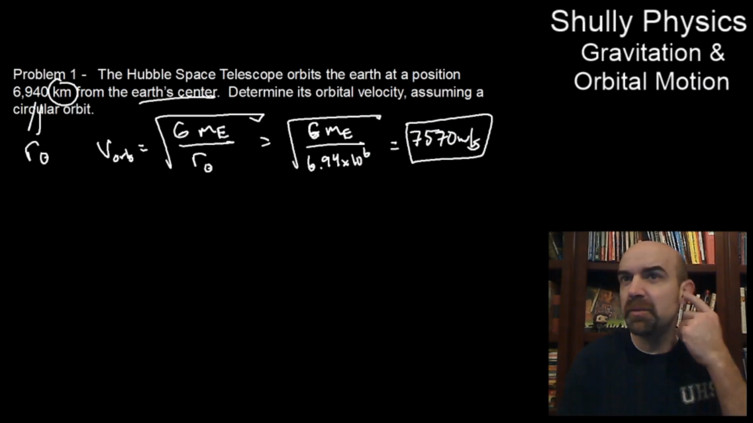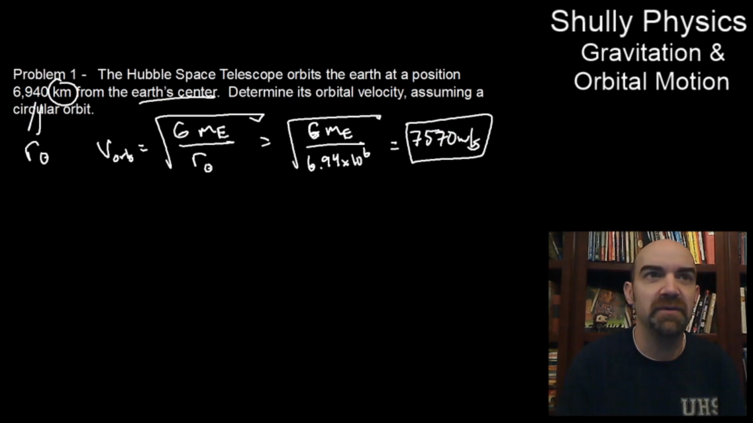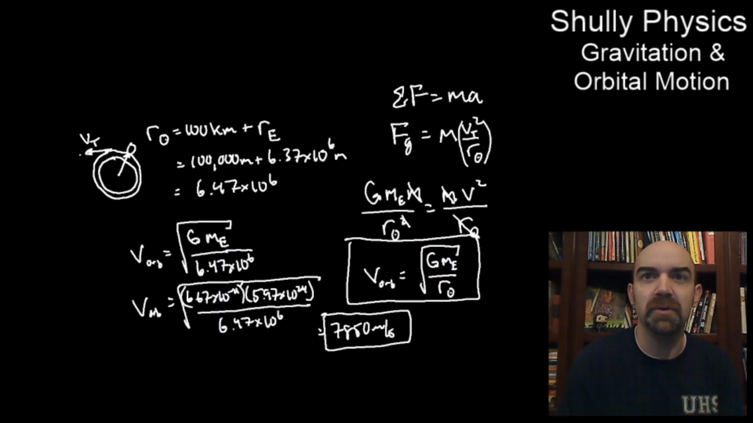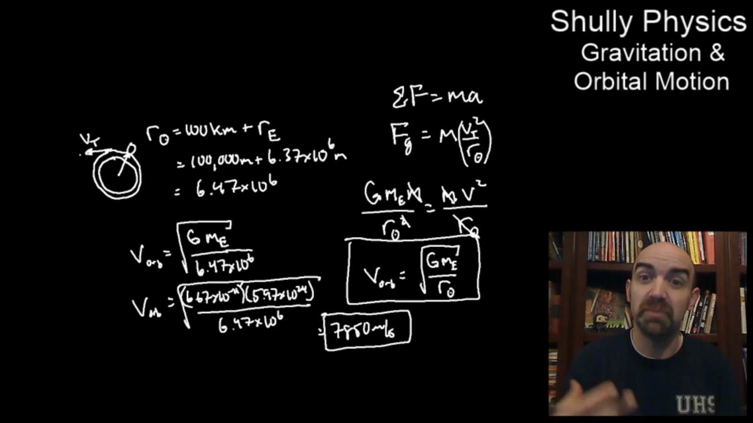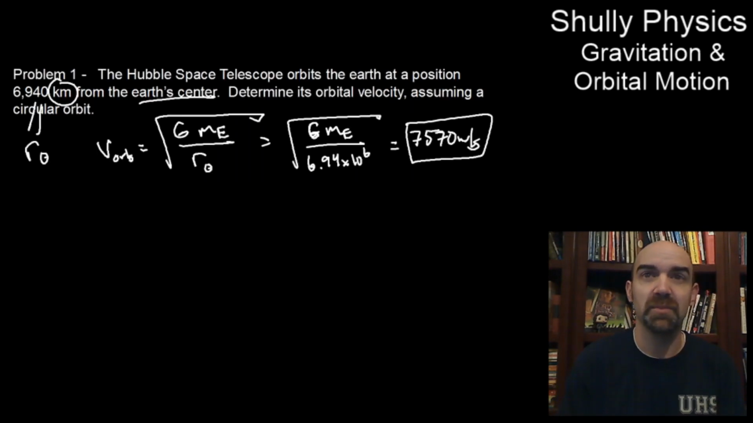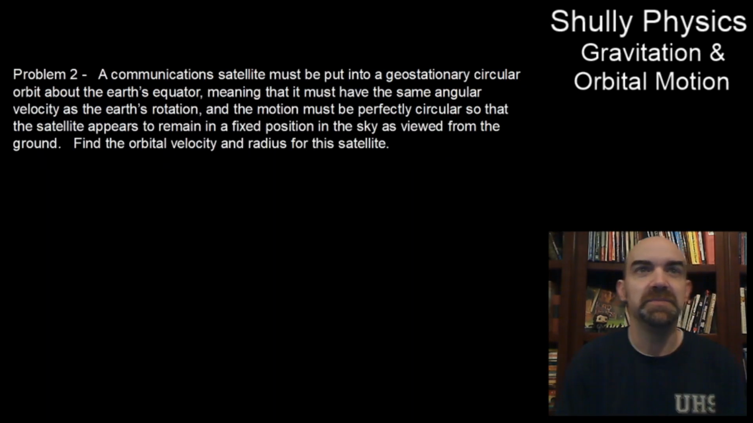For a higher orbit, we have 7,500, and for the lower orbit, 7,850. So you see, as you get further and further away, things can move more slowly for that circular orbit. Gravity isn't holding as much. Okay, less pull. Next one.